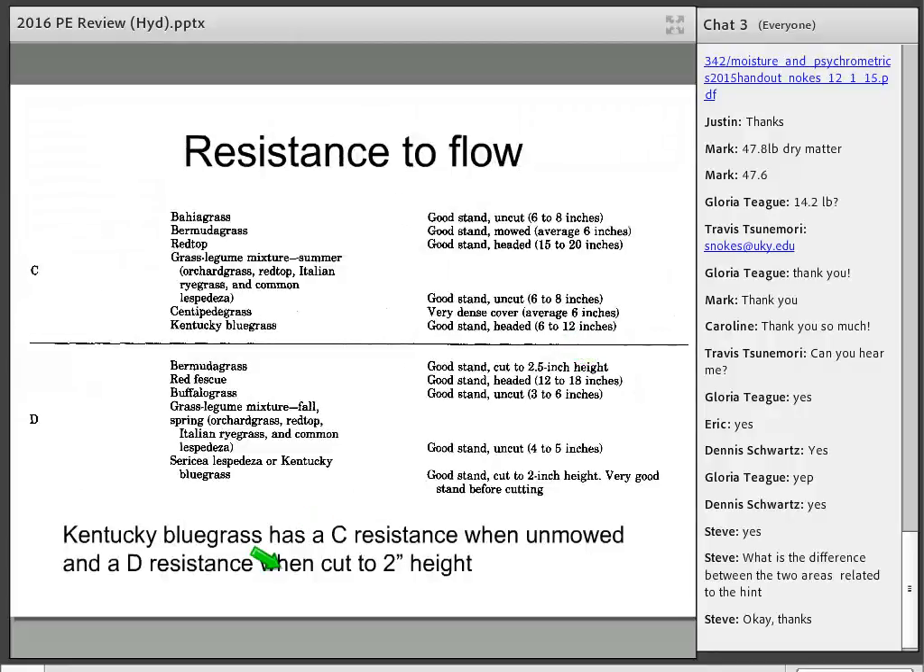Okay, resistance to flow. Kentucky bluegrass. Again, we come down to find Kentucky bluegrass. Good stand headed, that's when it's unmowed. It's got a C resistance. And if you come down here, you find when it's cut to a 2-inch height, it's got a D resistance.